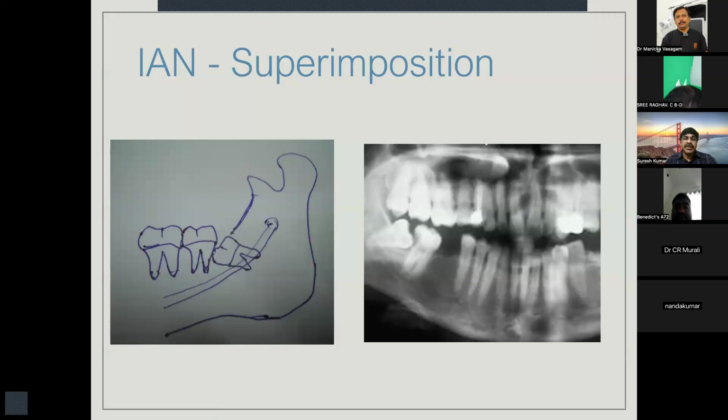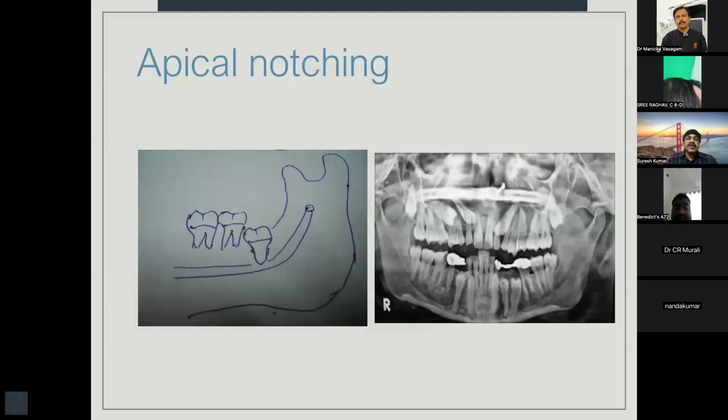That is superimposition. What is the next relationship that is possible, which is known as an apical notching. So when the third molar is deep-seated, position B or C, it can go down up to the canal. It can just impinge on the canal. In this situation, you will be able to follow the root shadow continuously without any disruption. But if you follow the radiopaque lines of the IAN canal, the upper line will lose its continuity in the root apex region, whereas the lower will still be continuing.